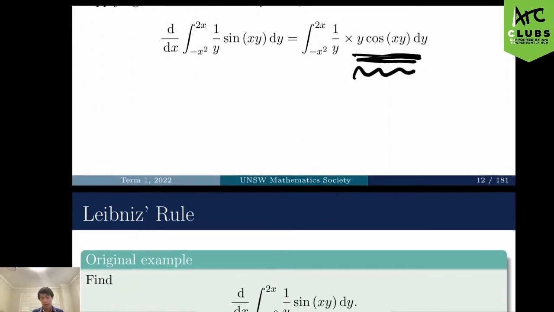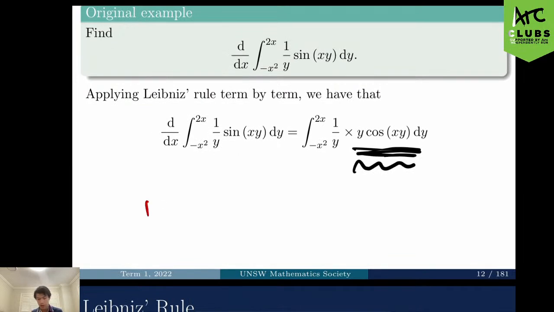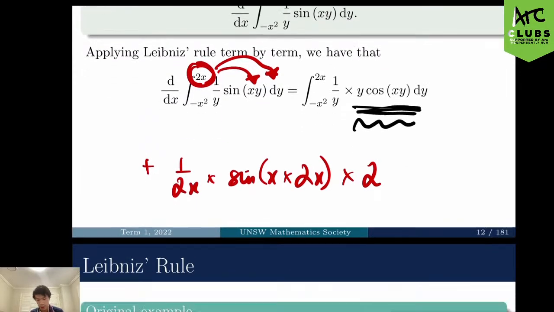Cool. If we can remember the next step, basically the next thing we do is ask what if this bound increases? And to do that, you just sub in 2x to be equal to y. So we do 1 on 2x times, I should not obscure the question, 1 on 2x times sine x times 2x. And remember, we multiply by the derivative of this top thing, times 2. Then we do the same thing with the bottom.